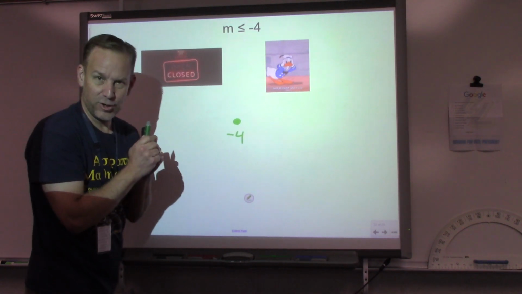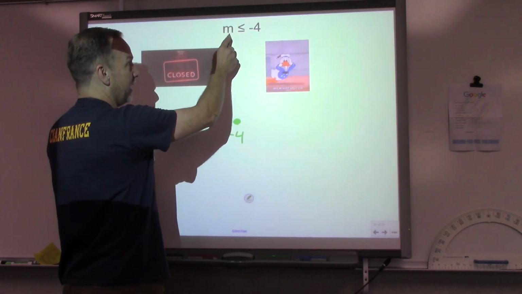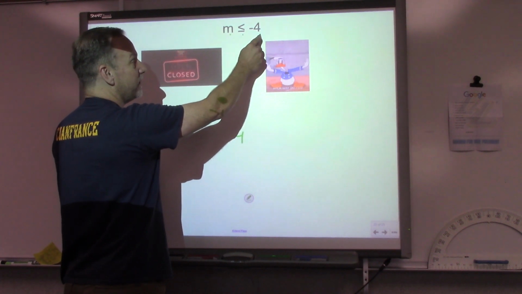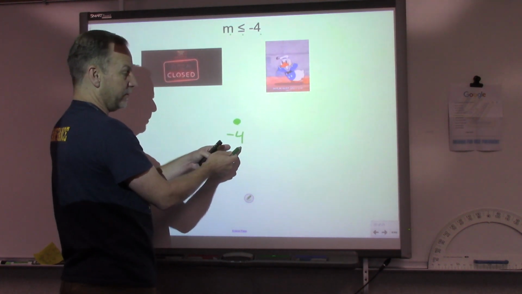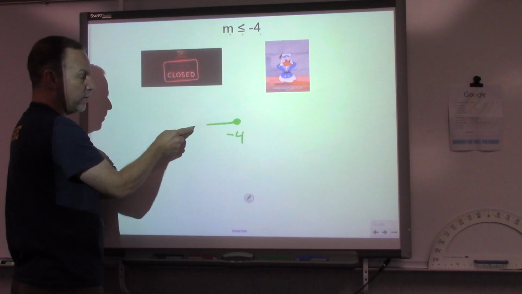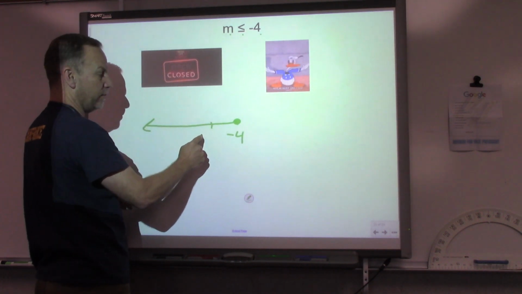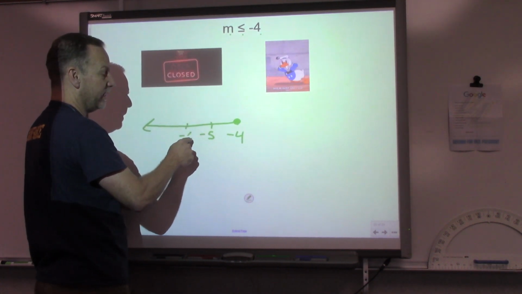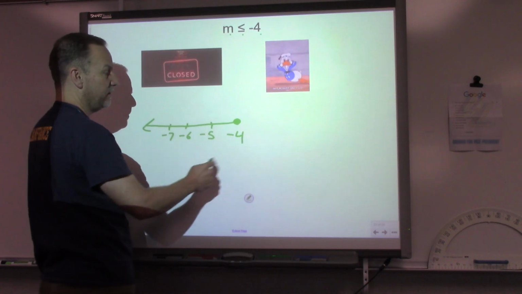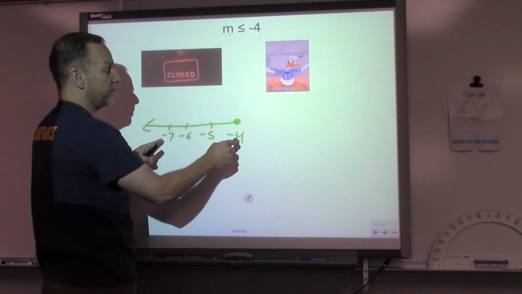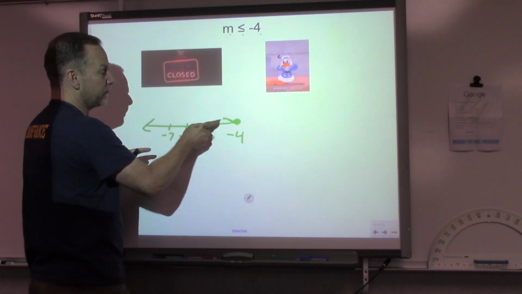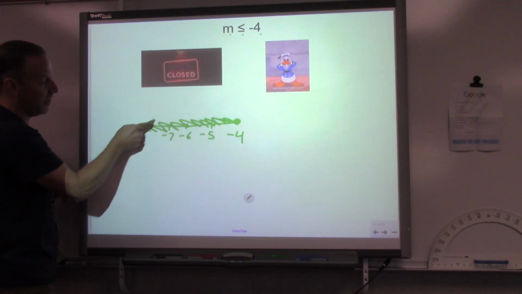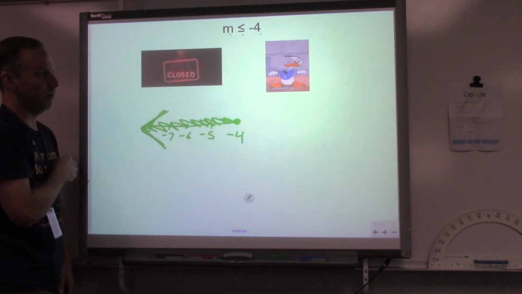You're right. Now, this says that I want m's that are less than or equal to negative 4. The things that are smaller than negative 4 go this way because those would be numbers like negative 5, negative 6, negative 7. Those are all of the numbers that are smaller than negative 4. So our arrow would go that way.